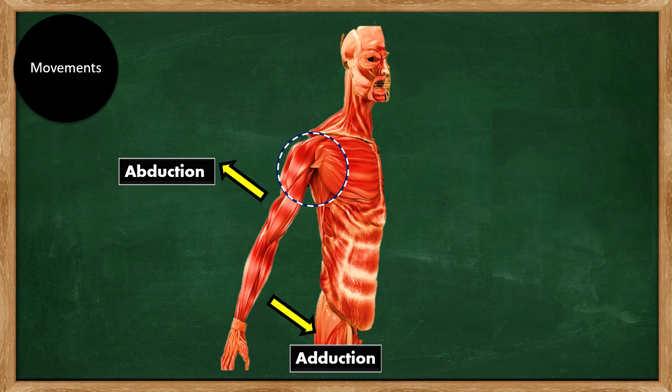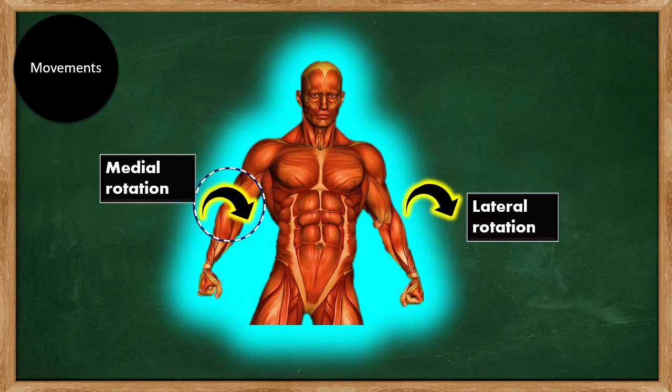Similarly, in the region of the shoulder, you can have abduction and adduction. That is, in abduction at the shoulder joint, the whole limb is raised away from the body, and in adduction, it is brought back towards the body. You can even have medial rotation and lateral rotation as referenced in this particular photograph by those curved arrows.